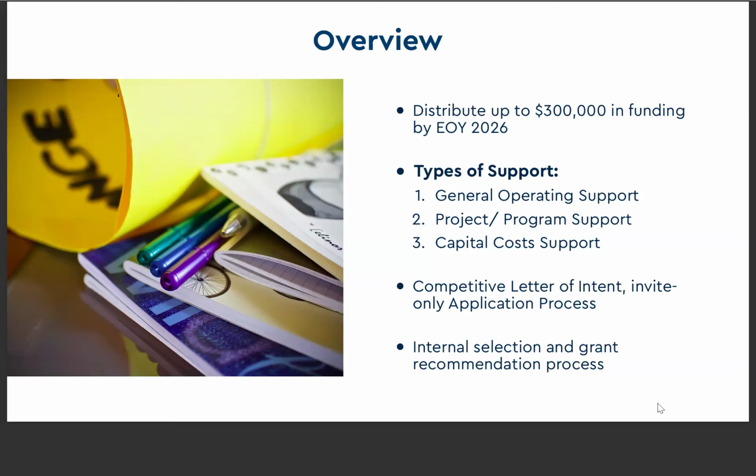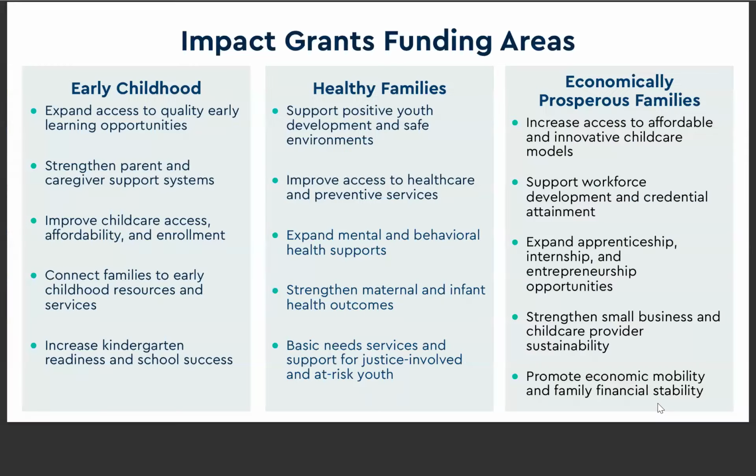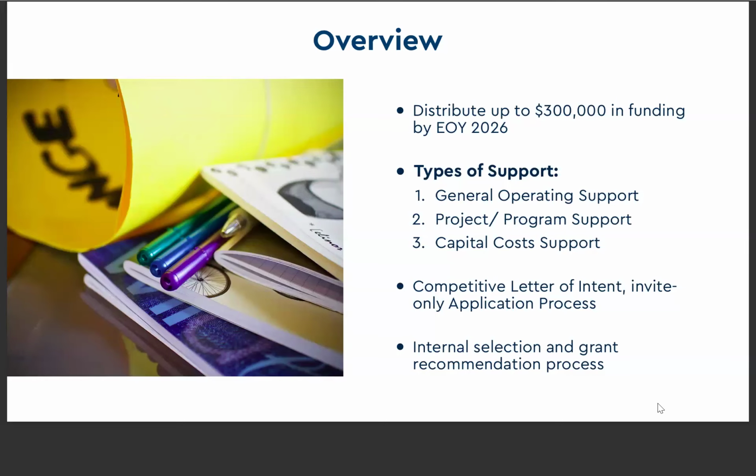In terms of the application process, it does consist of 2 phases. Initially, the letter of intent. Can we go back one slide? Thank you so much. The letter of intent, and then an invitation-only full application. Grant selections will be made through a multi-level review process that includes staff, senior and executive leadership, as well as a governance oversight committee. So now we can take a closer look at the 3 funding priorities for 2026.